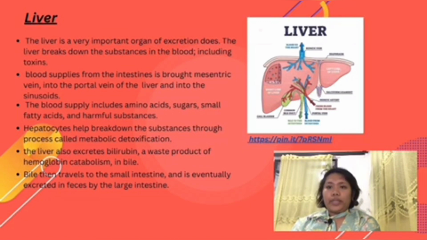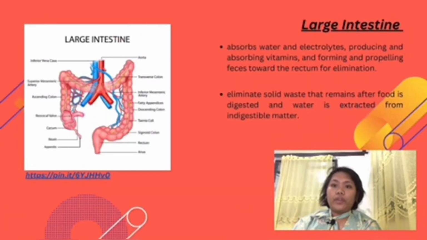Hepatocytes help break down these substances through a process called metabolic detoxification. The liver also excretes bilirubin, a waste product of hemoglobin catabolism, in bile. Bile then travels to the small intestine and is eventually excreted in feces by the large intestine.